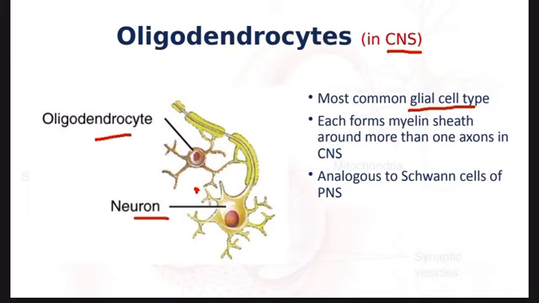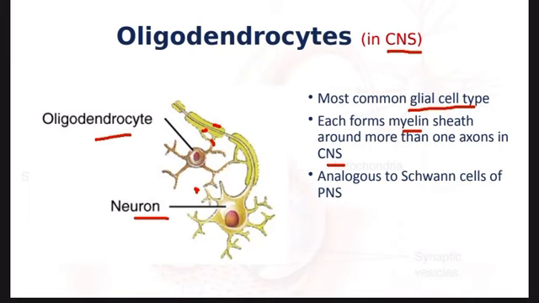They each form a myelin sheath around more than one axon in the CNS. So their function is myelination. This is the myelination here. They are similar, in the PNS, to the Schwann cells. Schwann cells actually produce myelination.